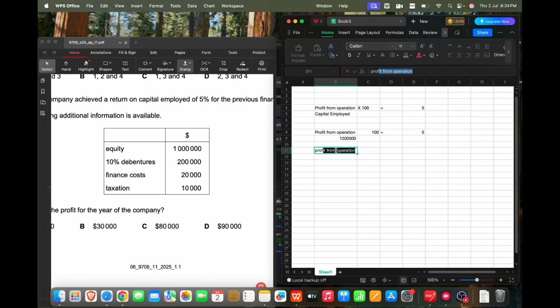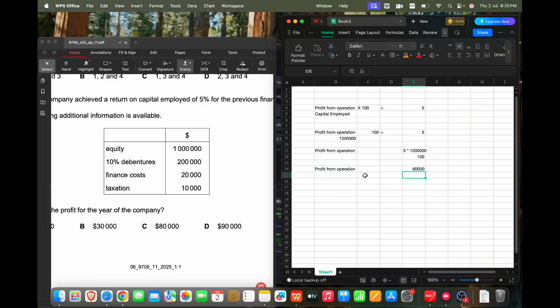So when we do cross multiplication, 1,200,000 will be multiplied with 5 and then we'll divide by 100. So this is your profit from operation, which equals 5 into 1,200,000, and then this will be divided by 100. And the final step, let's calculate that. Profit from operations is 5 into 1,200,000 divided by 100, and we are getting 60,000.